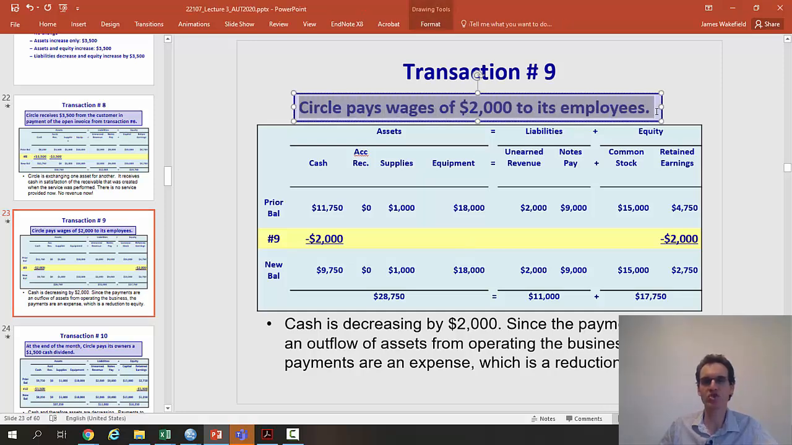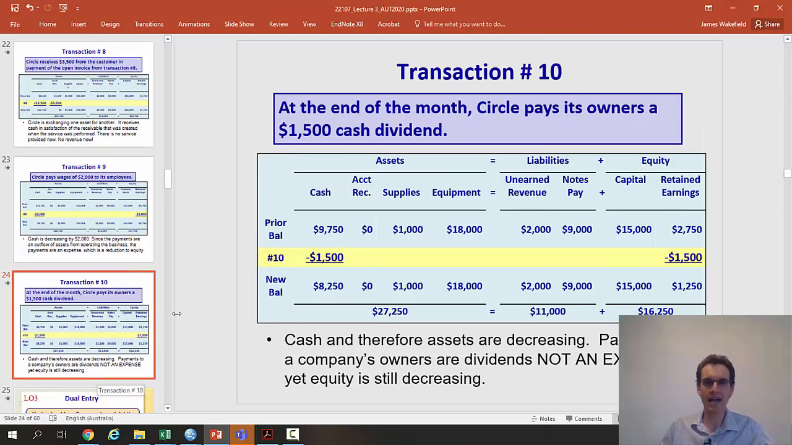Transaction 9 says Circle pays wages of $2,000 to its employees. So if it pays $2,000 in wages, then cash decreases by $2,000 and assets accordingly decrease by $2,000. And wages expense, which is summarized here in retained earnings, increases by $2,000. Given wages expense reduces the value of a business like any expense does, the retained earnings are reduced by $2,000. And so the liabilities and equity side, which is the reason for the change on this side, decreases by $2,000 and the accounting equation still stays in balance.